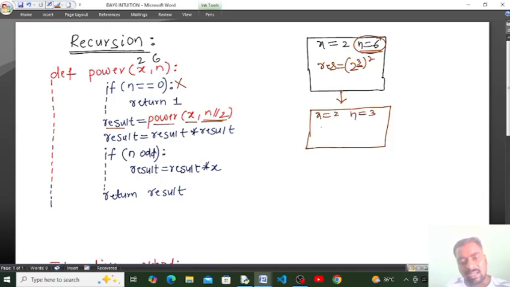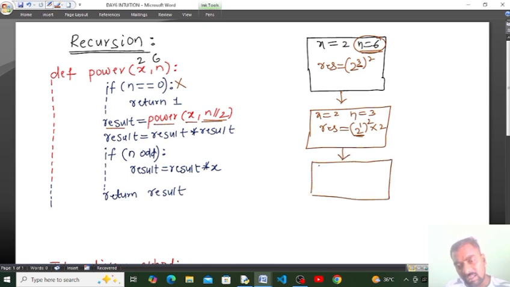It means that I want to calculate 2 power of 3 value. How to write 2 power of 3 value? That is nothing but 2 power of 1 whole square into 2. Right? So we want 2 power of 1 value. To get this 2 power of 1 value, again you have to do the recursion. So do one more step here. So x is equal to 2 and this time n is equal to 1.